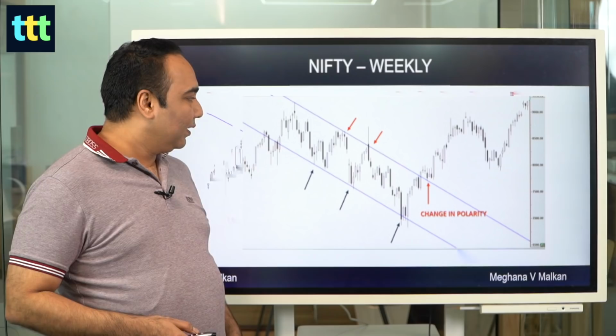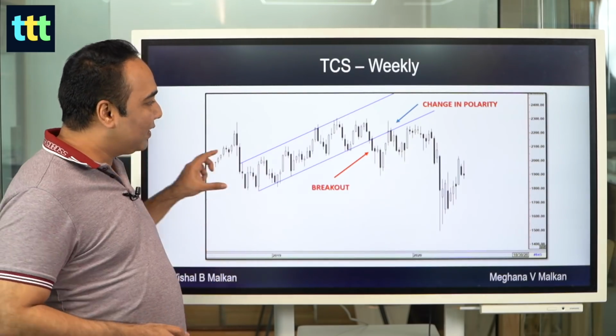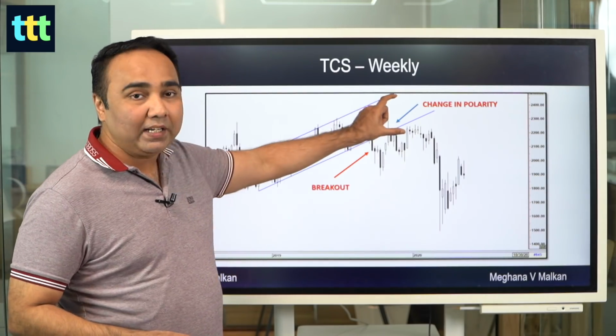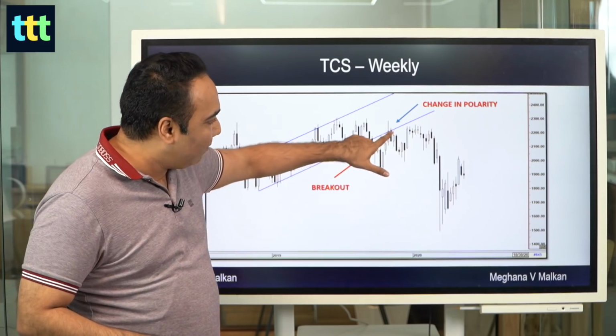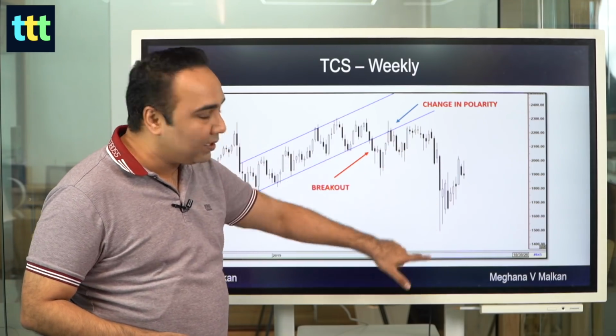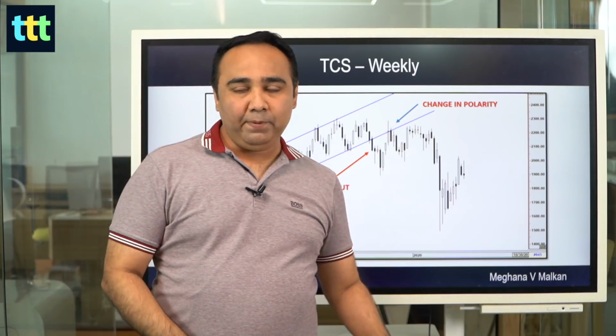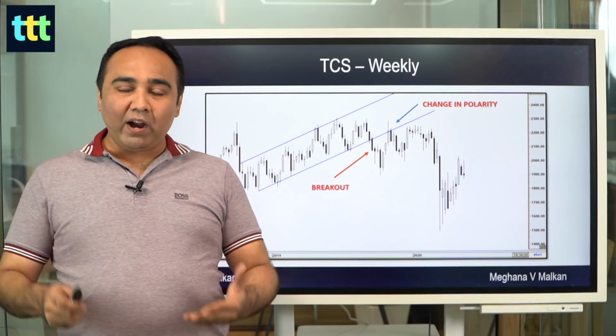So all this comes to the last slide, where you have an upward sloping channel. It breaks it, and the same thing works as a resistance. Price comes down, CIP. Right? So I hope you enjoyed this trend channel.